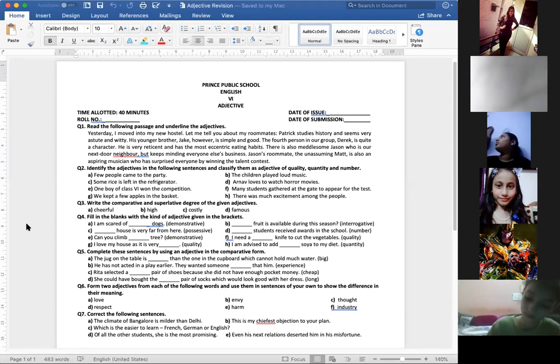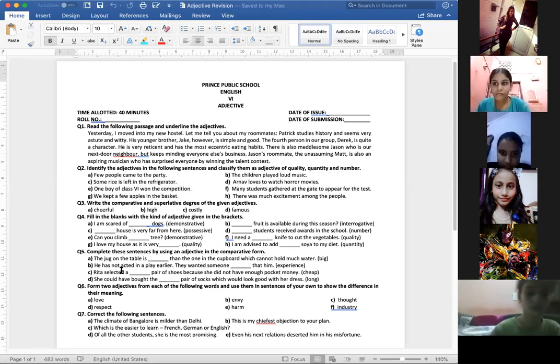Okay, for sixth: form two adjectives from these words and use them in a sentence of your own to show the difference in their meaning. Who will tell me any of this? A, B, C, D, E, F. Anyone who wants to tell me how you have changed the word into adjective and then show me your sentences. Speak your sentences, not show, but speak.